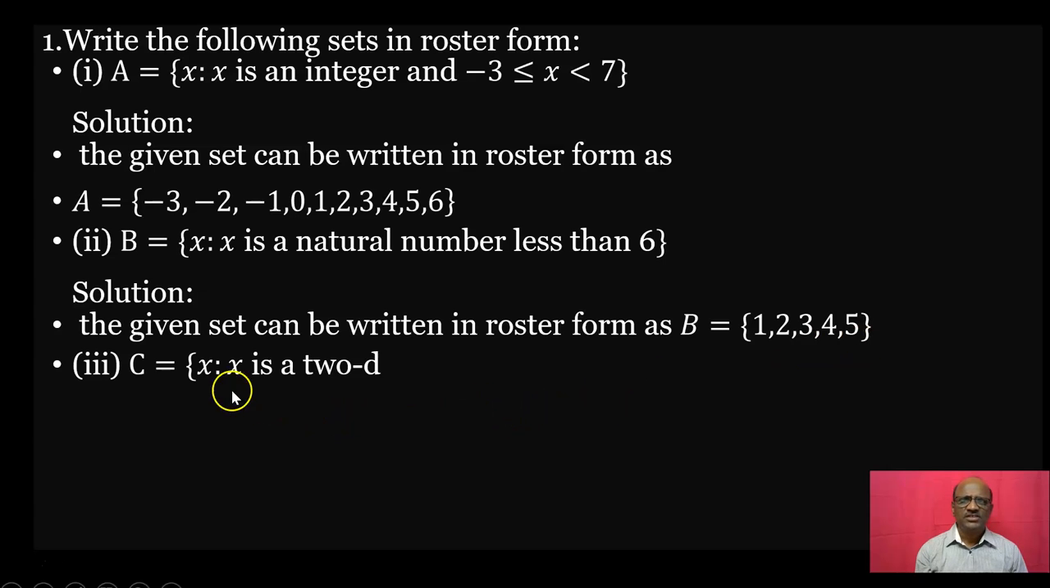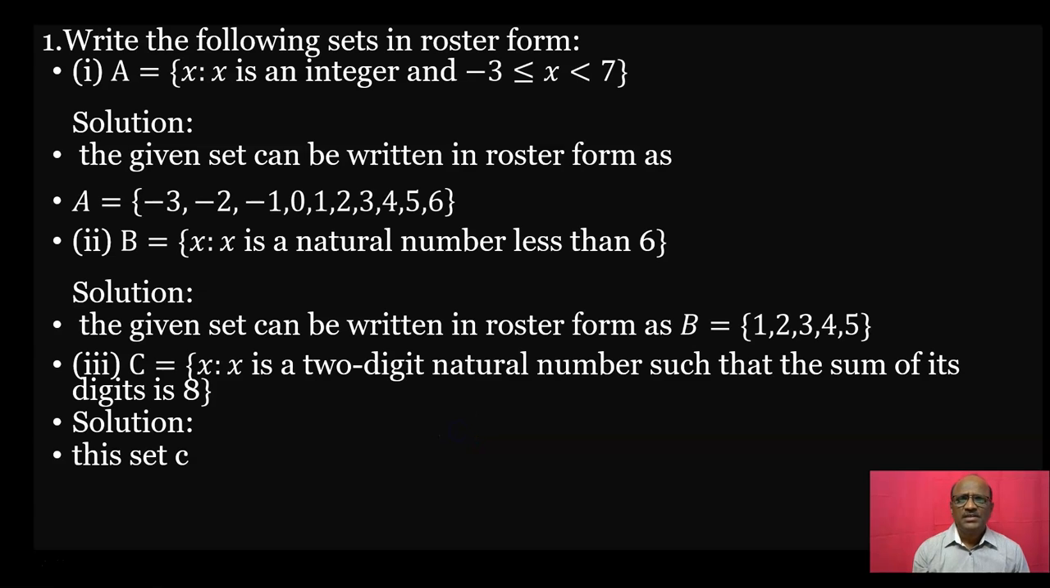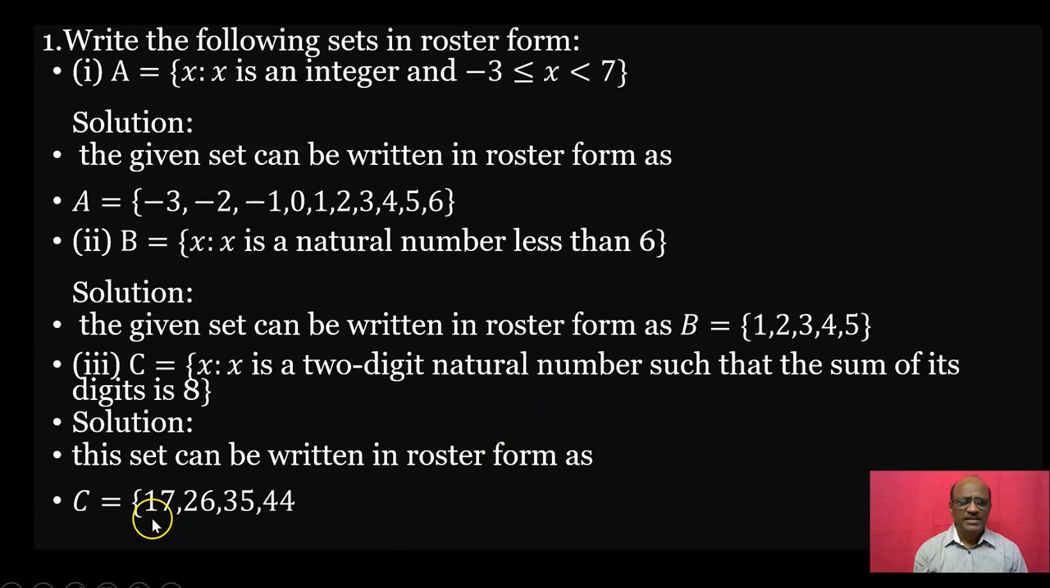C is equal to x such that x is a 2-digit natural number such that the sum of its digits is 8. Okay, it's a very nice question. 2-digit natural number, sum of its digits is 8. Now this set can be written in the roster form. C is equal to 17, 1 plus 7, that is 8, 26, again 2 plus 6 is 8.